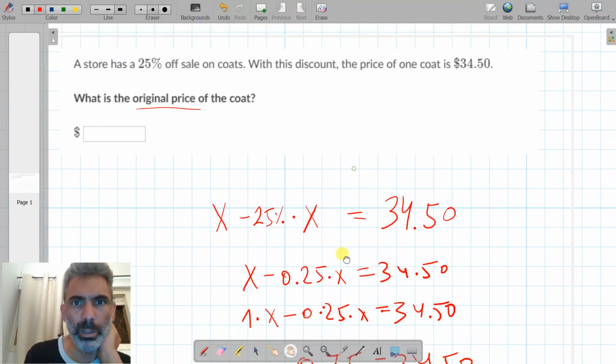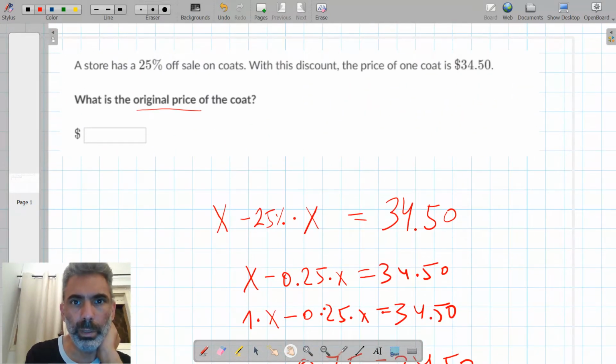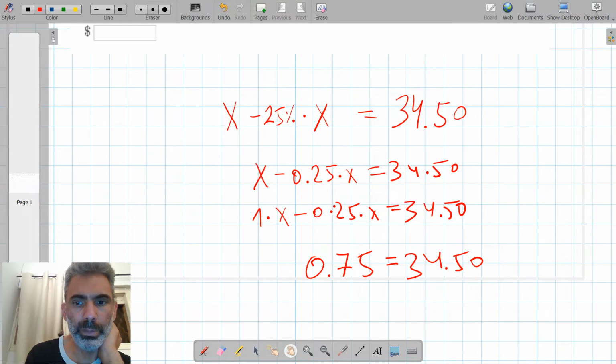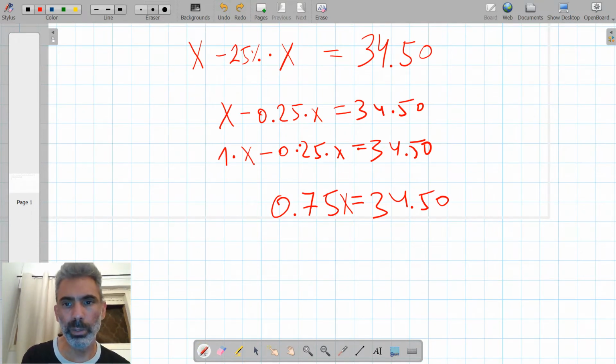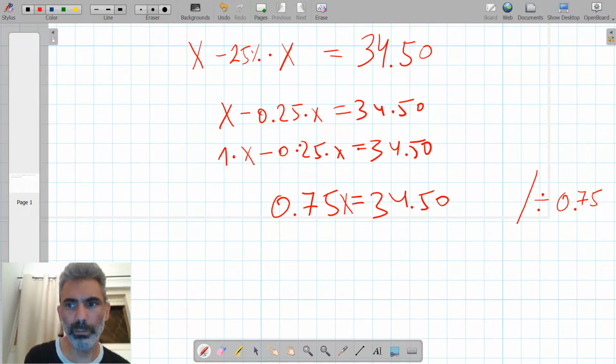Okay, so the price of the coat after discount represents 75% of the original price. 0.75 times X gives us 34.50. And now we need to solve for X. So to solve for X, we need to divide both sides of the equation by 0.75.